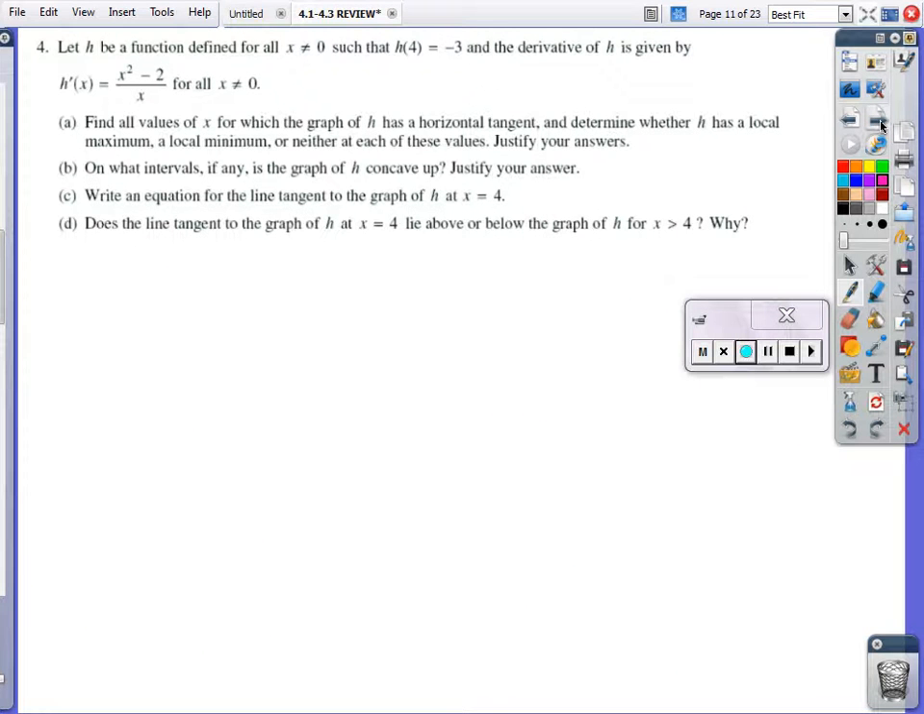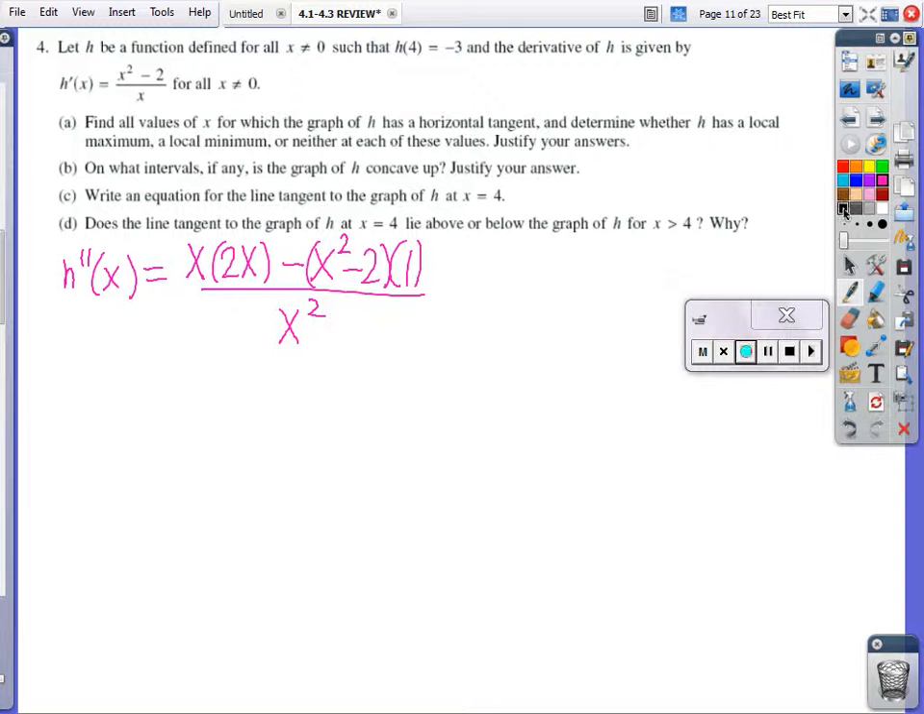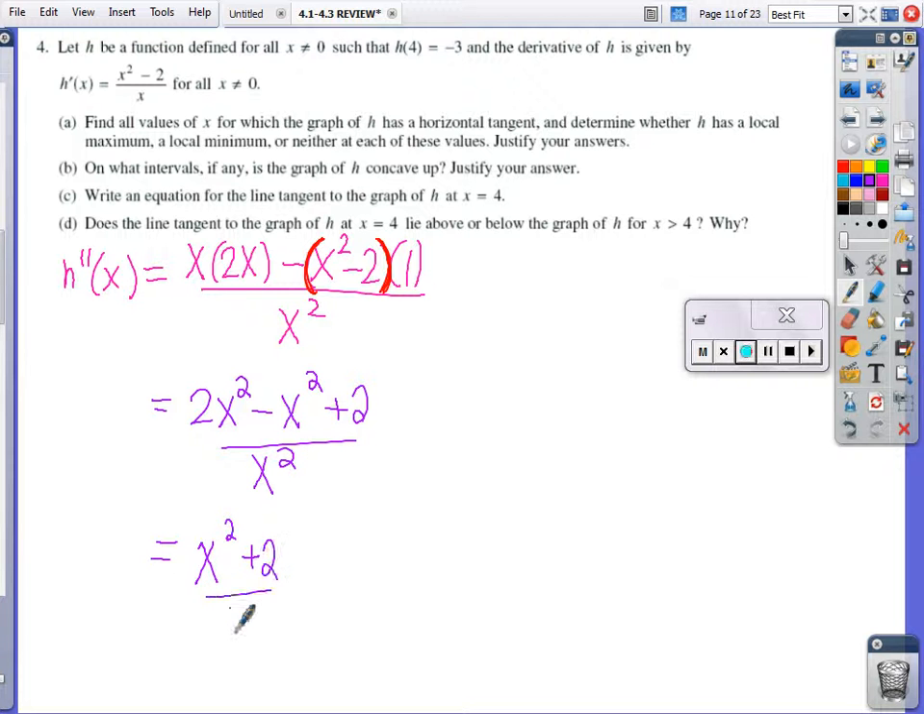Part B, on what intervals, if any, is the graph of h concave up? So concave up means we need the second derivative. So given the first derivative up top, I'm going to do a quotient rule, low d of high minus high d of low, all over low squared. Now, things I really want to point out, notice I used parentheses here. It's because of that minus sign in the middle. Let's go through simplifying. We get 2x squared minus x squared plus 2 over x squared. We get x squared plus 2 over x squared.